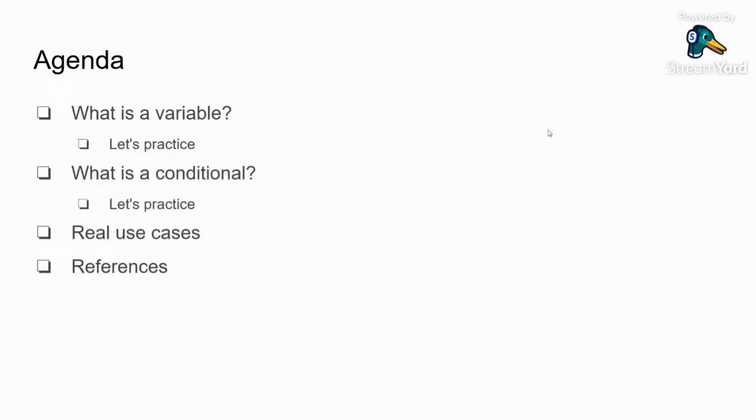Our agenda is: what a variable is in Figma and the concept, some practice, what a conditional is, some practice, some real use cases, and some references about the subject.